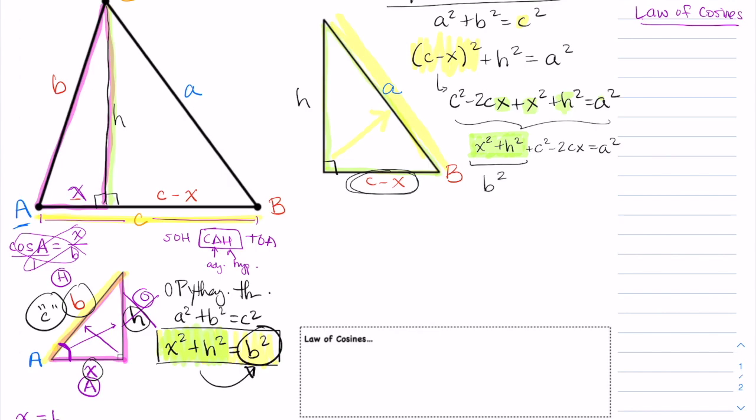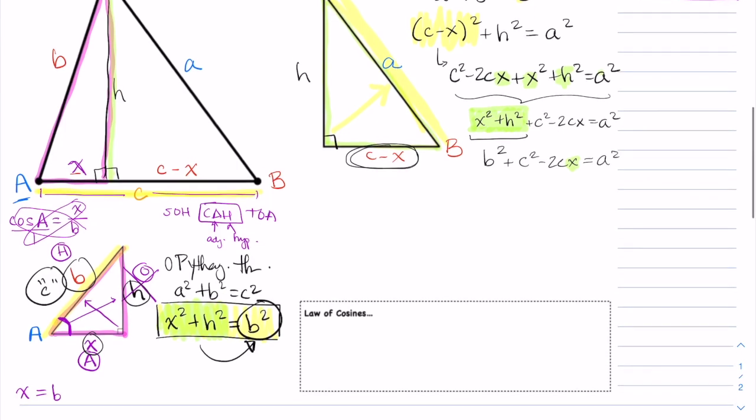b squared plus c squared minus 2cx equals a squared. Okay, so we made it a little bit more simple. Now we still have one more issue. We have x, and we only want a's, b's, and c's.